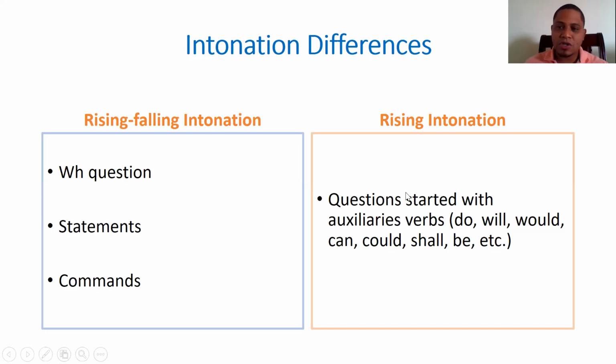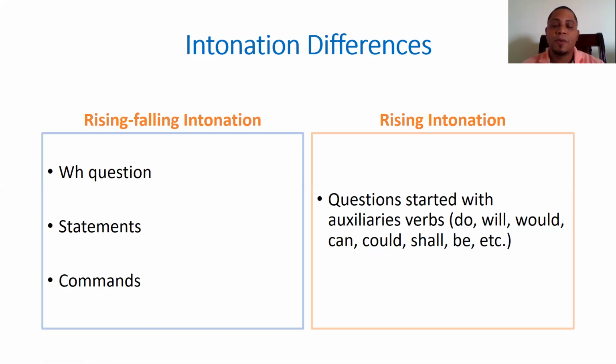Now, something that we didn't touch that much was the sentences that have rising intonation. Well, those sentences are only questions, okay? But what type of questions? Those questions that don't start with a WH word. Those questions that can be answered with a yes or with a no. Those questions that start with the auxiliaries like do, will, would, can, could, shall, all the auxiliaries that you can use to ask questions. Even the verb to be, when you ask a question with it, it has rising intonation.